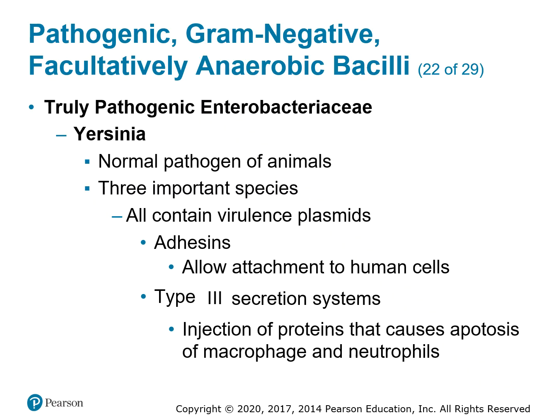Yersinia is a natural pathogen of animals. There are 3 important species of this. They all contain virulence plasmids, and they have adhesins. Again, adhesins always allow the microbe to attach to human cells. They produce type 3 secretion systems, which enable them to inject proteins that cause apoptosis of the macrophages and neutrophils in the host defense system.